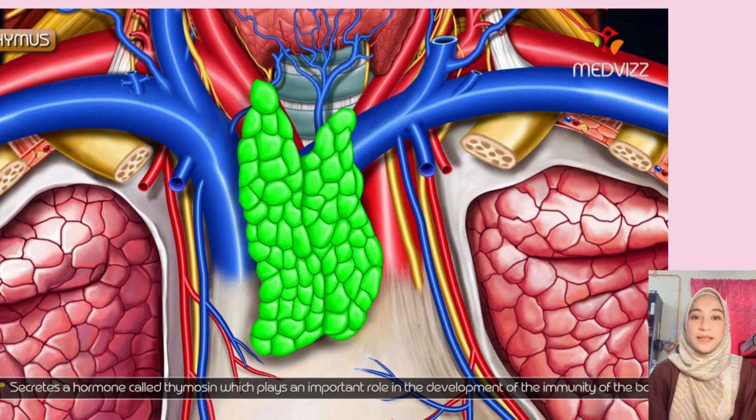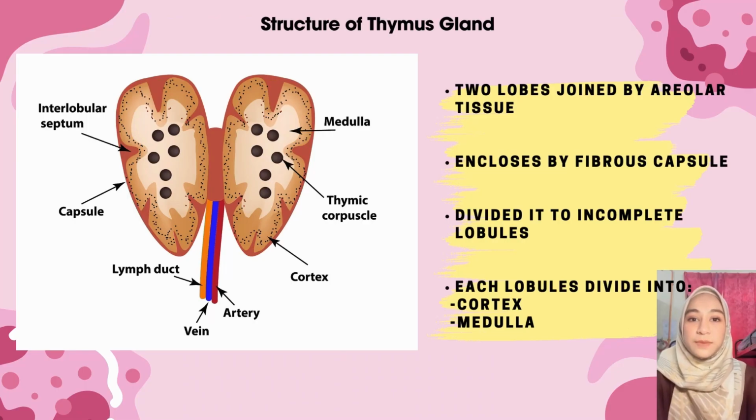Next, I will explain the structure of the thymus gland. The thymus gland is comprised of two lobes joined by areolar tissue, and it is enclosed by a fibrous capsule. Within the gland, the tissue is divided into incomplete lobules, each containing cortex and medulla regions. The cortex houses immature T lymphocytes, while the medulla contains mature T cells and Hassall's corpuscles. The fibrous capsule provides structural support to the thymus, maintaining its overall integrity.